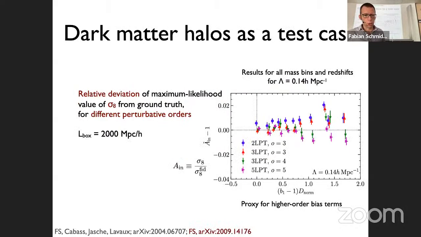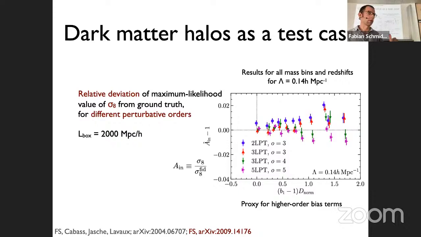This plot shows the fractional deviation between the true sigma 8 and the one inferred. Sorry, it's a fairly compressed plot, but let me walk you through it. The y-axis is, again, this fractional deviation from the true sigma 8, so we want this to be zero. And you can see it's within a few percent. All of these points were derived using a fixed cutoff lambda of 0.14, but at different orders in perturbation theory. As Aurel asked earlier, what I want to see is that at fixed scales, I converge to the correct result as I increase the order. That's what I want to see.